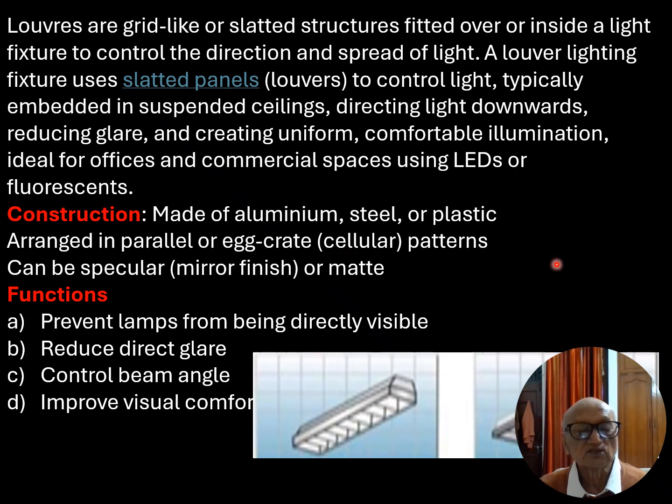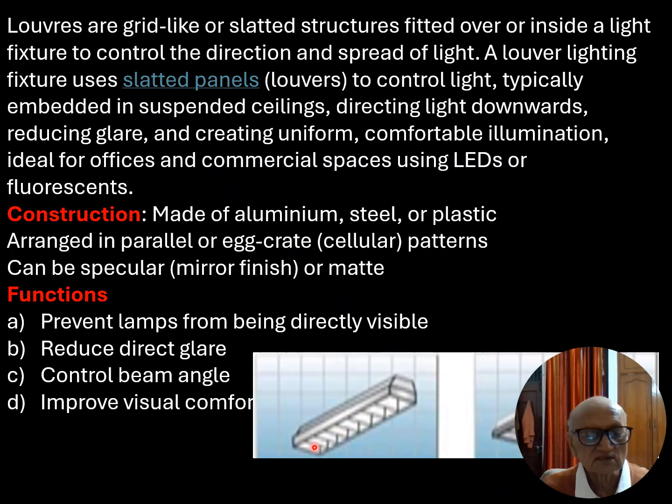Friends, now we are discussing the accessories known as louvers. Louvers are the grid-like or slatted structure fitted over or inside a lamp fixture to control the direction and spread of light. A louvered lighting fixture uses slatted panels, louvers, to control light. It is typically embedded in the suspended ceiling. I'll show you the diagram.